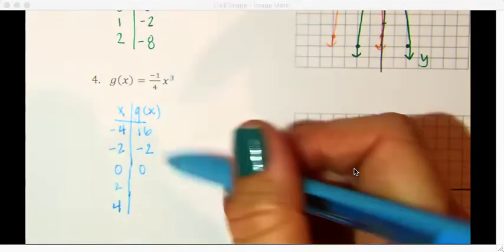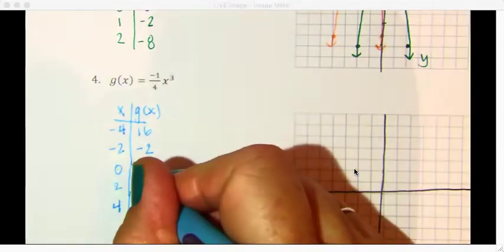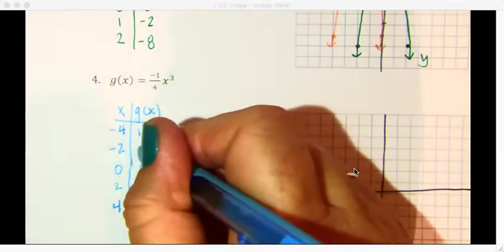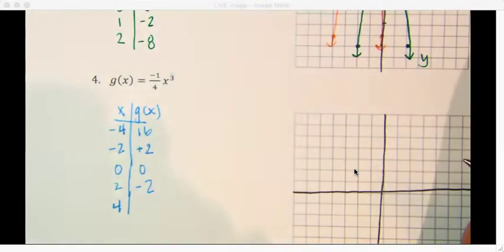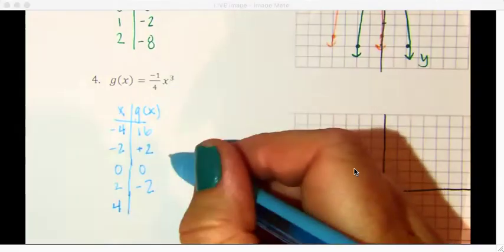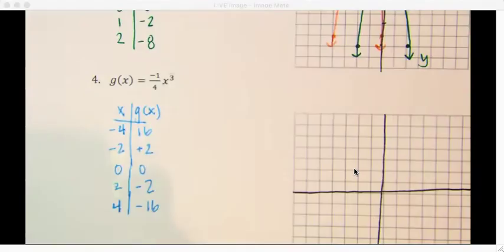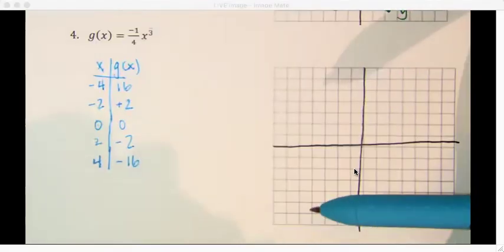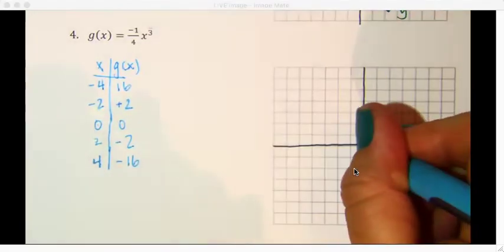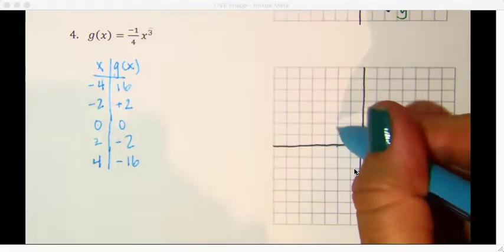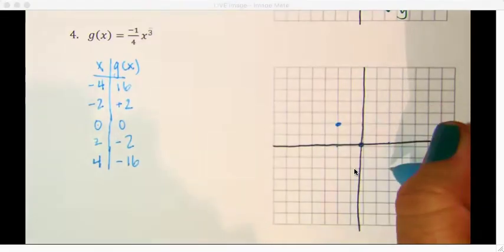2 cubed is 8 times -1/4 is, you know what? Oops, this is +2, -2. And then 4 cubed is 64 times -1/4 is -16. So I can plot those points. I'm actually not going to do the 16s because they're off the graph here, but I will do the other points. I have (0, 0). I have (-2, 2) and (2, -2).